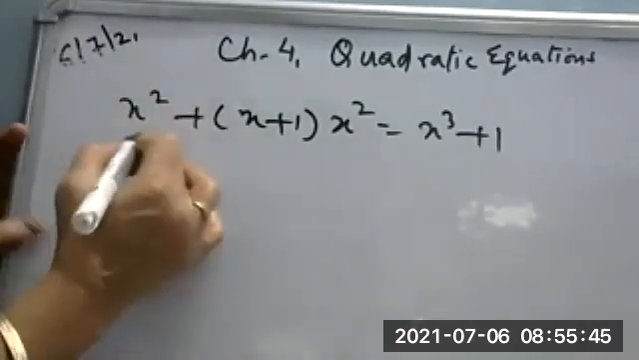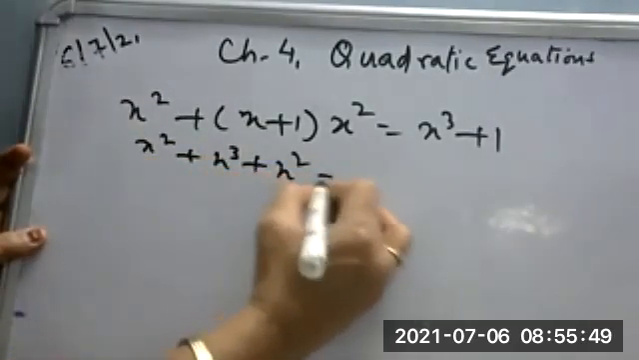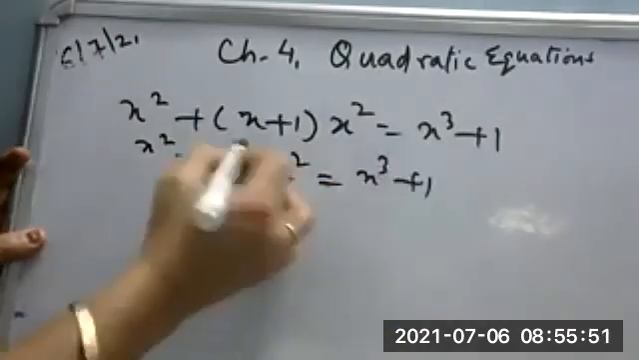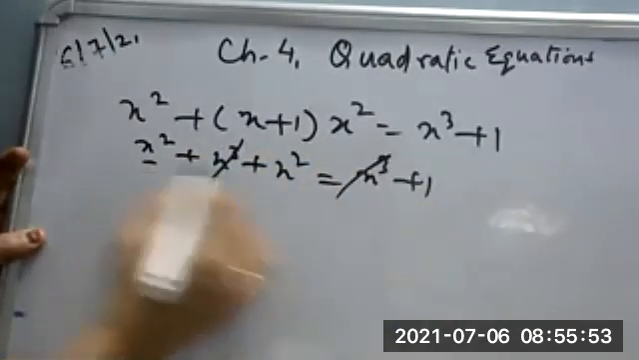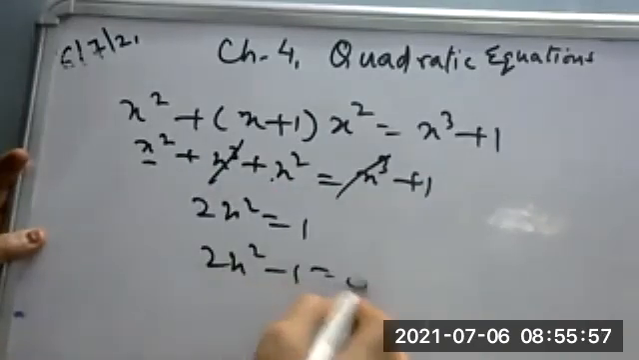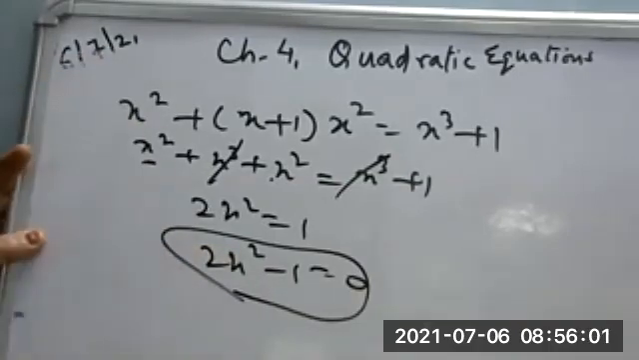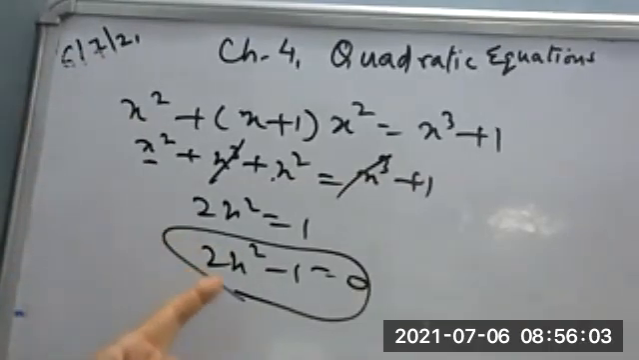So now, see, we take x square plus x, and here we have x cube plus 1. Now x cube and x cube are cancelled, so we have here 2x square is equal to 1. So 2x square minus 1 is equal to 0. So you have to check the final step of this solution. And finally, we get here the power 2. So that is why it is a quadratic equation.